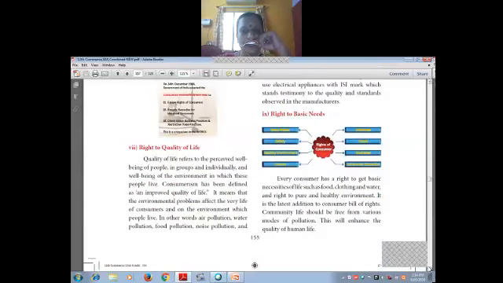Right to basic needs. Every consumer has a right to get basic necessities of life such as food, clothing, and water, and the right to a pure and healthy environment. It is the latest addition to the Consumer Bill of Rights. Community life should be free from various modes of pollution. This will enhance the quality of human life. So many pollutions, you know, food pollution, noise pollution, water pollution, air pollution, you know very well. So in addition to that, they are bringing in the basic needs. Whatever basic needs you have, everything you should get in the normal way. Okay. So this will enhance the quality of human life.